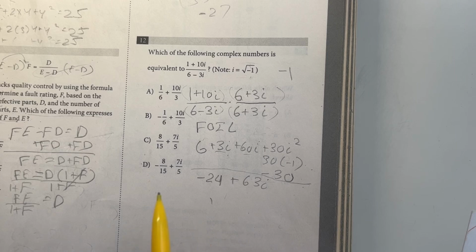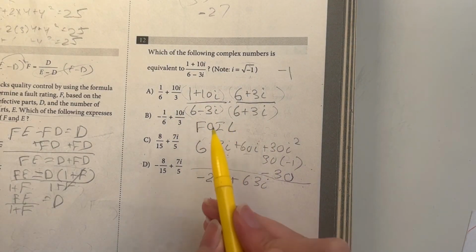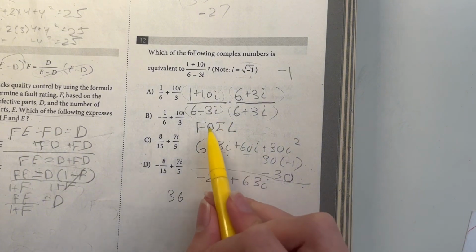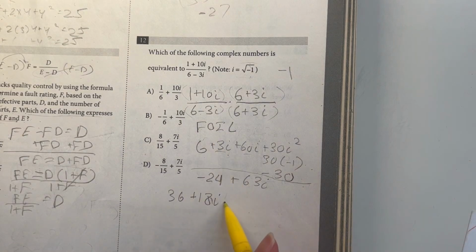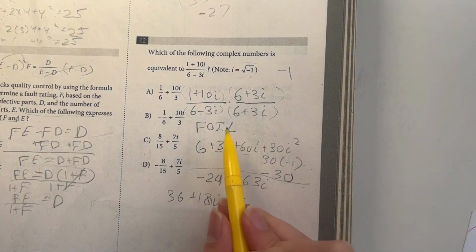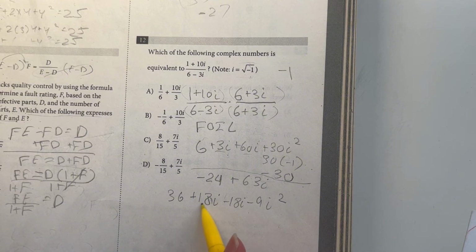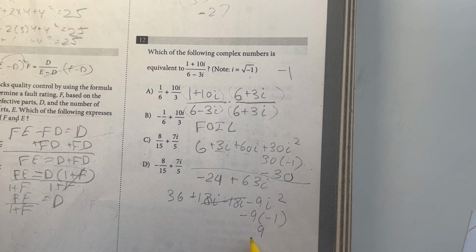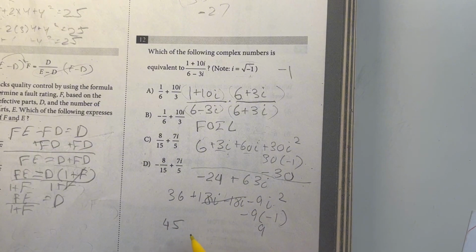And then let's solve for the denominator. We do the same method. We multiply the two first terms, 36, the two outer terms, positive 18i, the two inner terms, negative 18i, and then the two last terms, negative 9i squared. The 18i minus 18i cancels out. i squared is -1, so we do -1 times -9, which is positive 9. So if we add up like terms, it's going to give us 45. That's going to be our denominator.